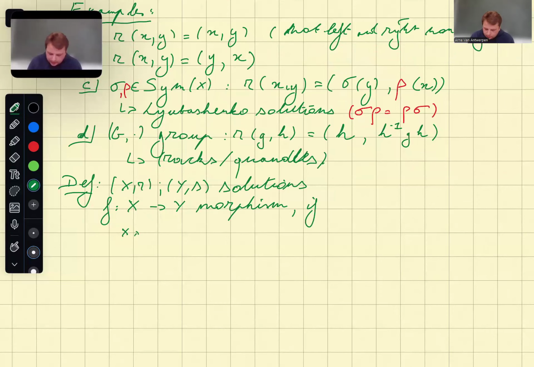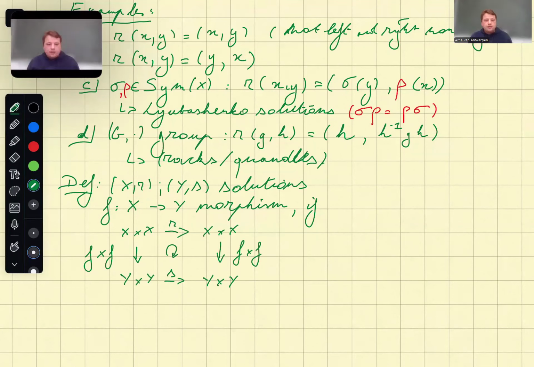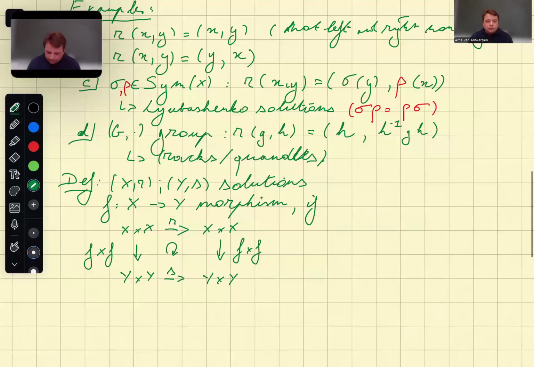You have your original solution on X, which is R, so X times X to X times X. You have the map S, which goes from Y times Y to Y times Y. And you have maps from X to Y, so you can consider f taken on both components here, and also f taken on both components there. If that is a commutative diagram, then you say that this f is a morphism of solutions. And then an isomorphism is of course when that map is bijective.